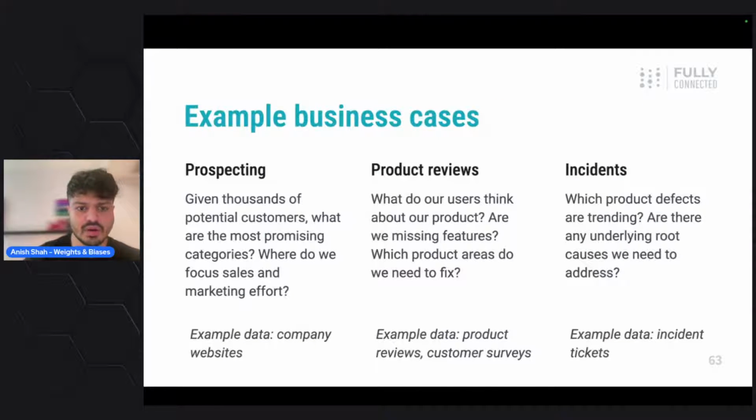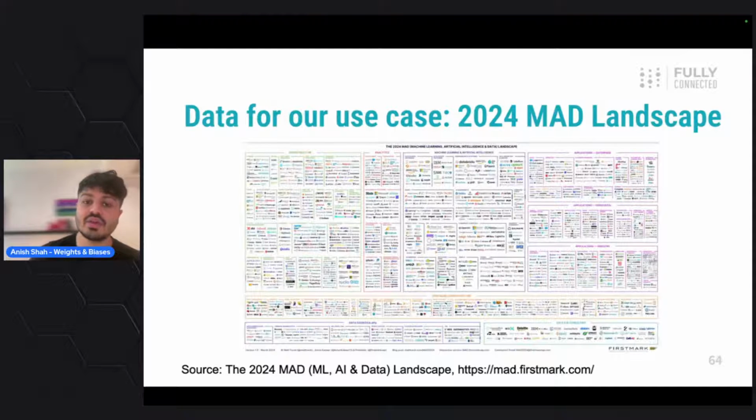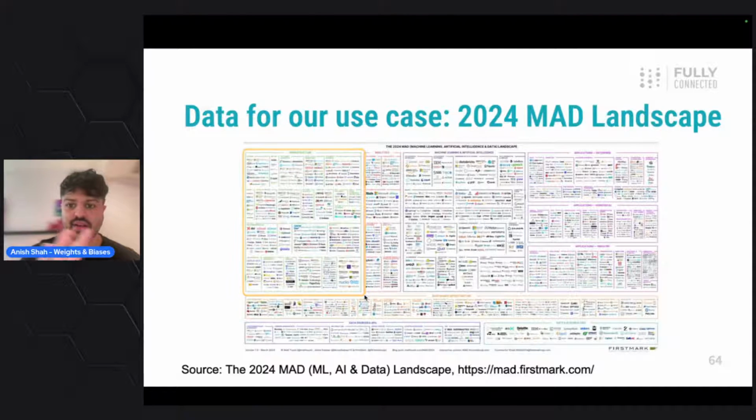Similar to before, some different use cases that we can use large language models for are things such as prospecting, product reviews, and incidents. And so the data we're going to use in our specific case, where we want to cluster and understand the landscape of large language models and what different buckets exist, is the 2024 MAD landscape, which stands for ML, AI, and data landscape. I recommend taking a look at this. It's a very cool chart where if we zoom in, so this is where you can pause and zoom in if you'd like, or go to the link below, we can see that there are a lot of buckets that exist in this specific landscape.